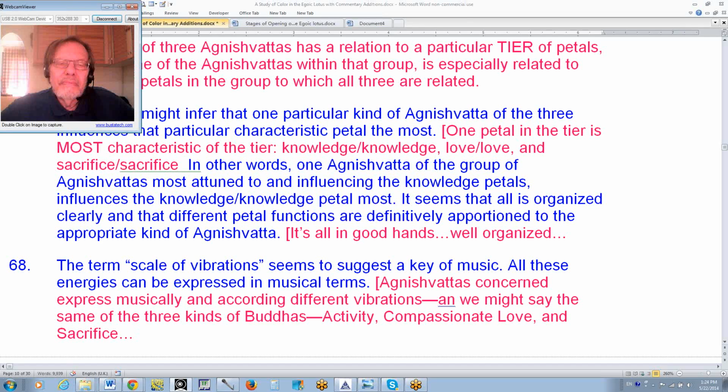There is kind of an ascending scale here, from man to the different groups of Agnishvattas. I suppose there's said to be, in any creative hierarchy, 7 types of form and 9 types of consciousness. So man has his own subdivisions, and then into the Agnishvatta hierarchy, and then into the level of Buddhas of activity and Buddhas of compassionate love. And finally, the Buddhas of sacrifice.